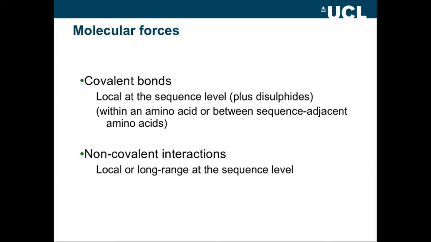Non-covalent interactions, on the other hand, at the sequence level can be local, so there can be adjacent side chains interacting with one another, that sort of thing, or indeed side chain atoms interacting with one another within an amino acid. But also we get long-range sequence level interactions. So as the protein folds up, perhaps the N-terminus and the C-terminus come together in 3 dimensions.